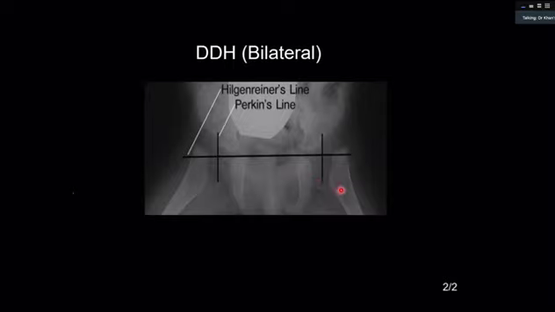Now, if you draw two lines, one of the lines, which is known as Hilgenreiner's line, passes through the triradiate cartilage. The second line is perpendicular to this, which is known as Perkins line, and it passes through the anterior inferior iliac spine. So the point is that this femoral capital epiphysis should be sitting in the inner lower quadrant here. And in our case, it is outer and outer. So this is developmental dysplasia of the hip.